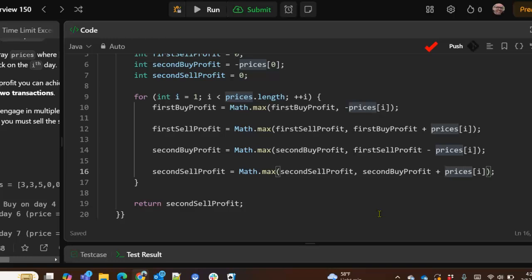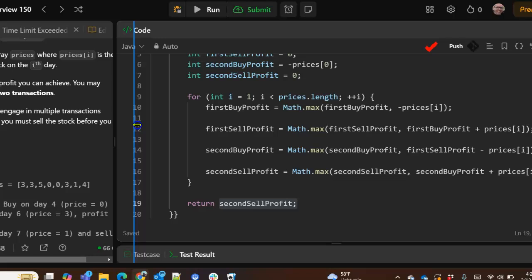We go through in that order because, again, they have to happen in that order. You can't have the first sell until you've done the first buy. You can't do the second buy until you do the first sell, and you can't do the second sell until you do the second buy. So the total profit winds up in second sell profit.